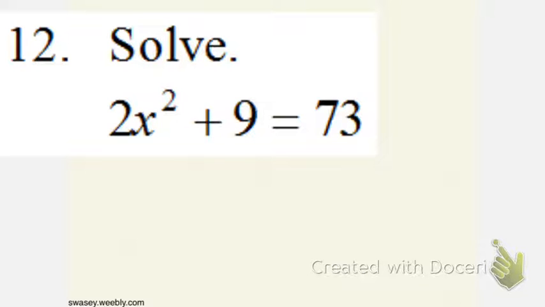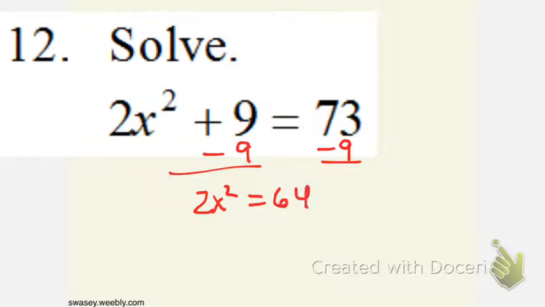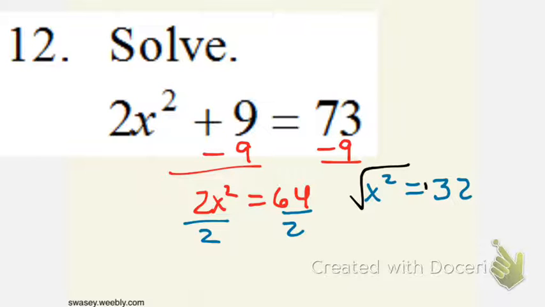Want to solve this equation? Subtract 9 from each side. So you get 2x squared equal to 64. To get rid of multiplying by 2, divide by 2. And so we have x squared equals 32. To get rid of squared, we'll square root. If we do square root on both sides, we've got to do positive or negative.